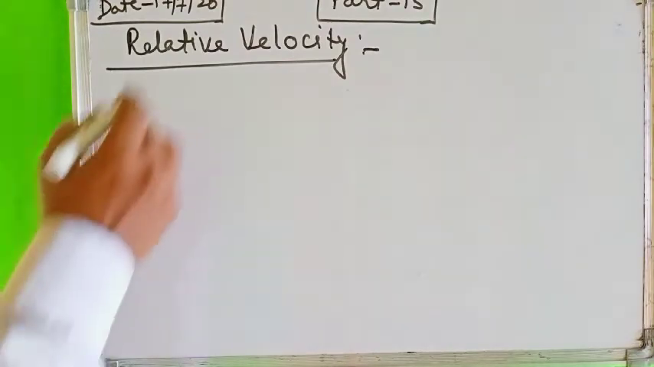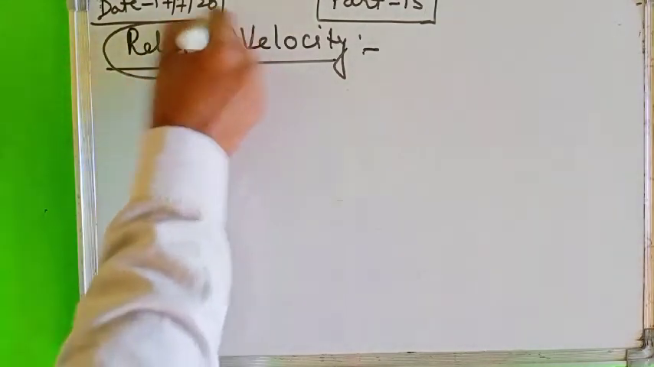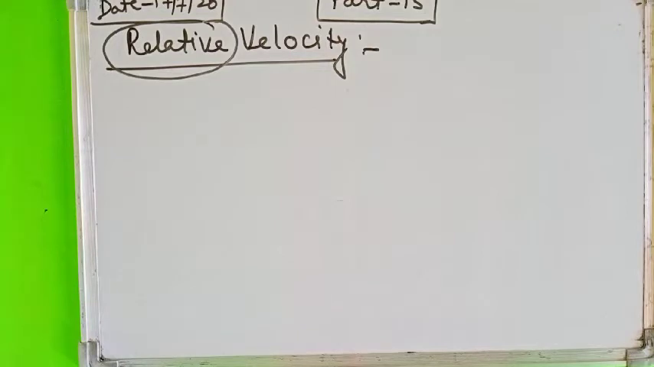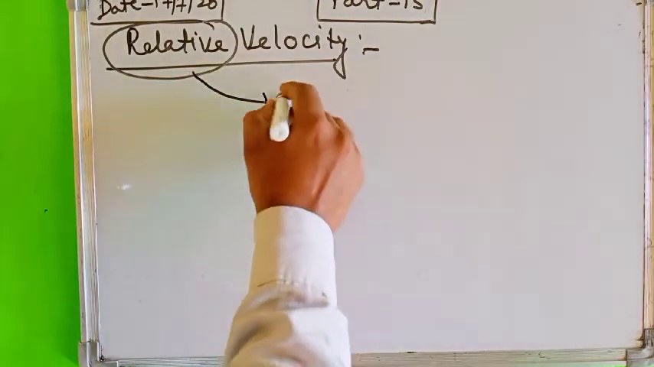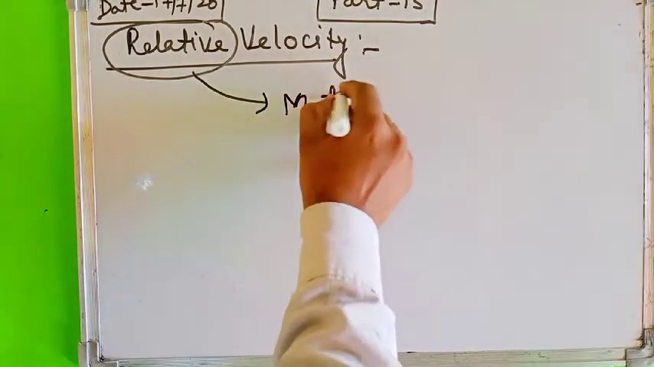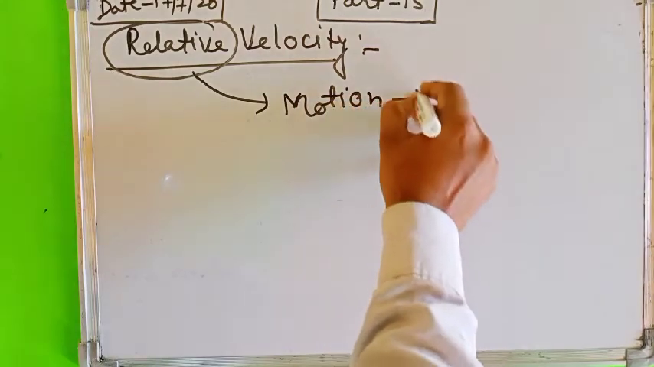As the term relative means what? As we had discussed, rest and motion are relative terms. So, if you are discussing the motion of a particle, then there is the concept of a relative term there. If there is a motion, then there is a term relative.